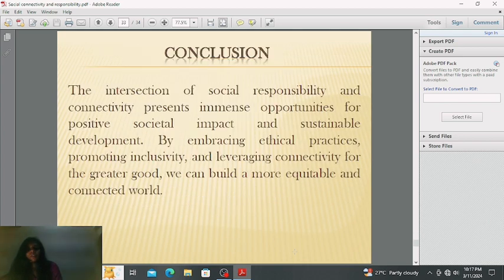So I would like to conclude by saying that the intersection of social responsibility and connectivity presents immense opportunities for a positive society, and it has an impact on both sustainable development and society. And by embracing these ethical practices, we can promote inclusivity and leverage connectivity for the greater good, and we can also build a more equitable and connected world.